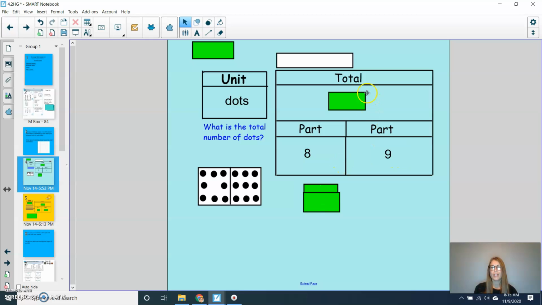Now, boys and girls, what is my total? And maybe pause to write down your total. You should have said that the total was 17. Now, I know it's 17 because I know that 8 plus 9 is equal to 17. Let's try one more like this.